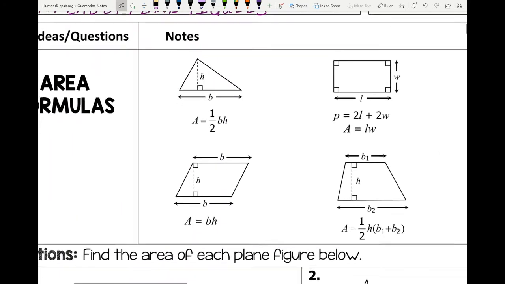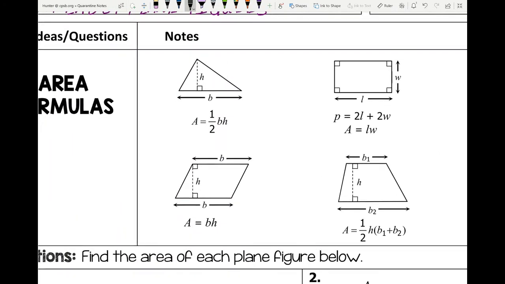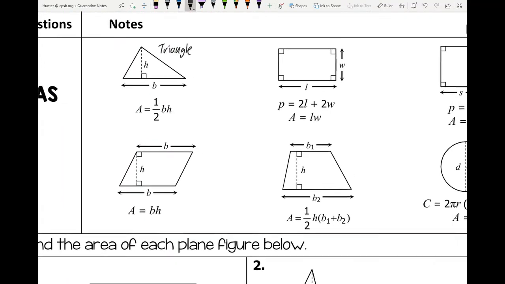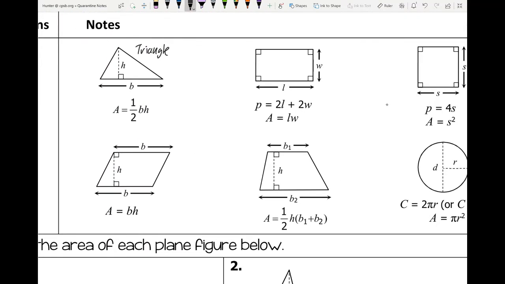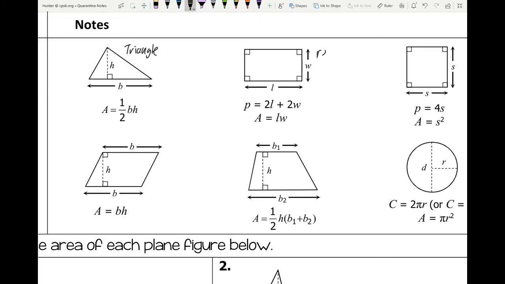So for this first one, it's a triangle, of course. The area of a triangle is 1/2 the base times the height. Pretty simple enough. Here's our base, the whole length of this bottom, and the height is that dotted line.